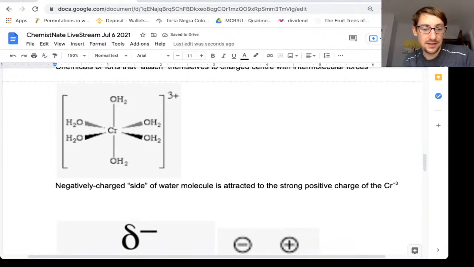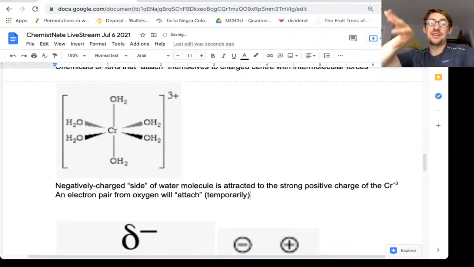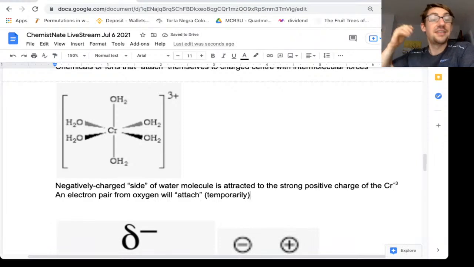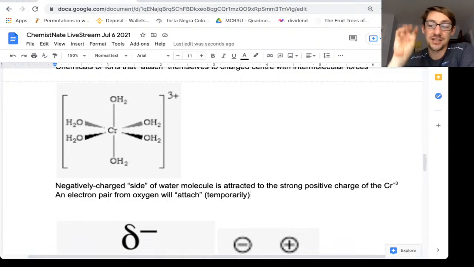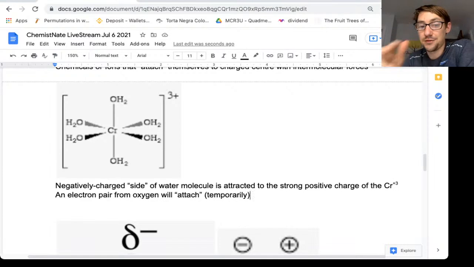So, an electron pair from, in this case, oxygen, will attach. And I do emphasize, it is kind of temporary. The H2O can get displaced by any other particle that either happens to be present at a higher concentration or is hungrier for the positive charge of the chromium.